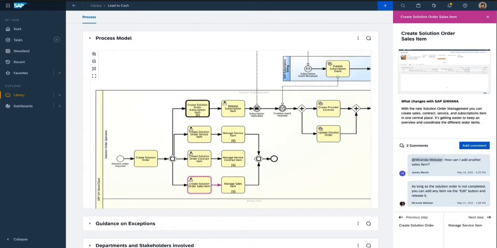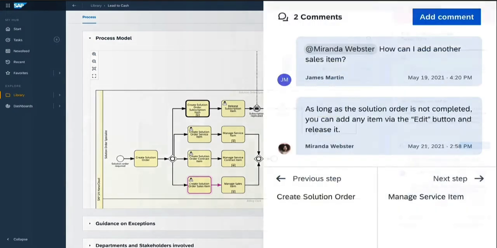After a few months, the new solution order capability has finally been rolled out. My priority is now to enable the workforce and make sure they execute the solution orders following best practice. So I publish the process model and all work instructions in the SAP Process Collaboration Hub by Signavio. Here my colleagues can find information on the process and they can exchange ideas on how to better handle complex situations.